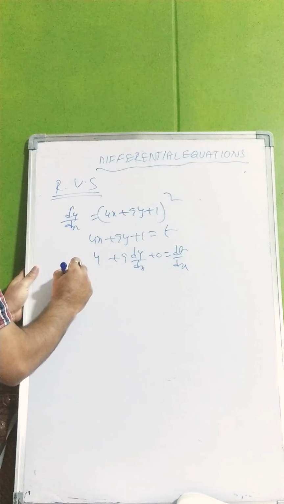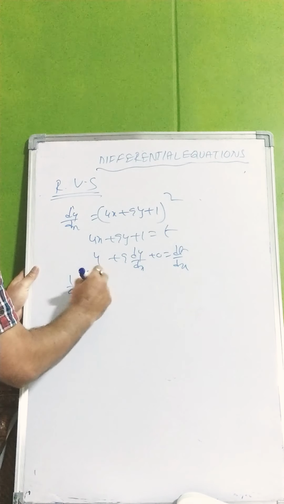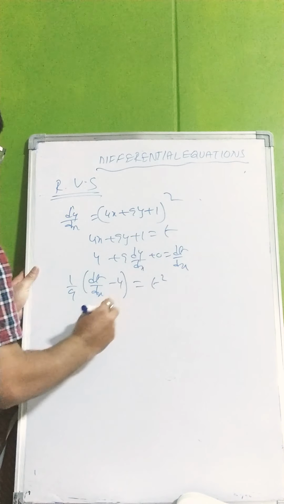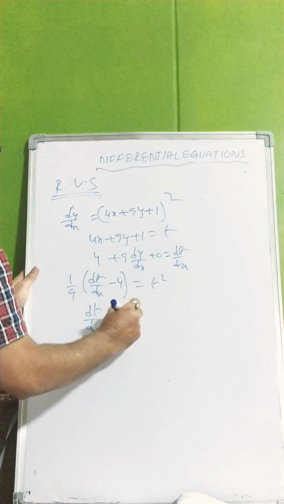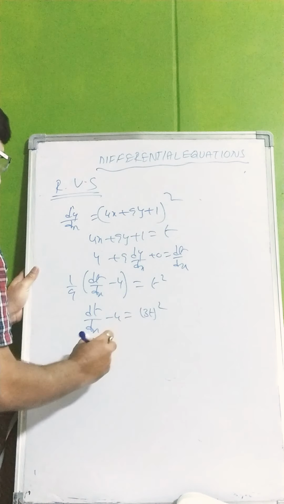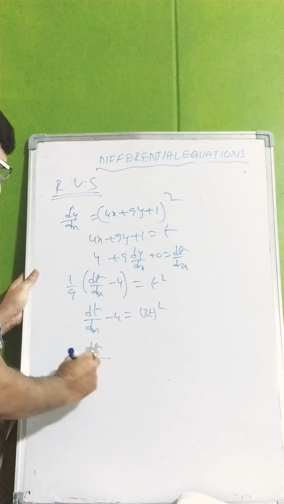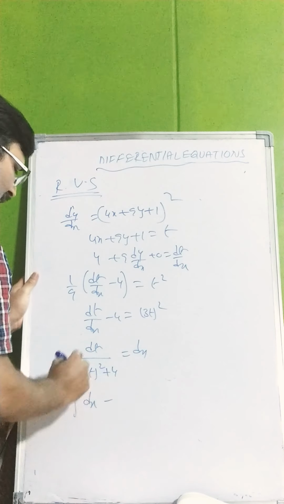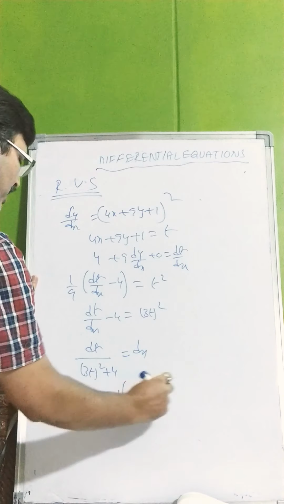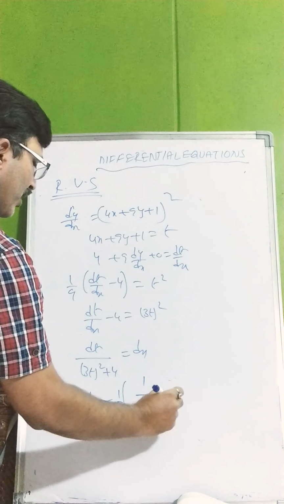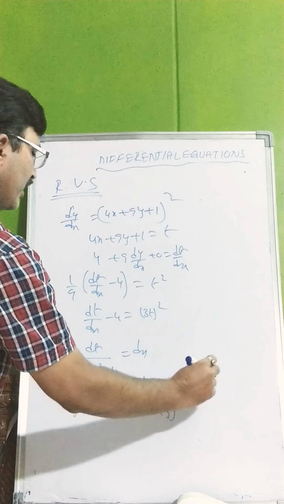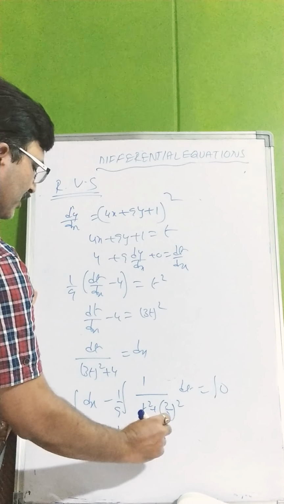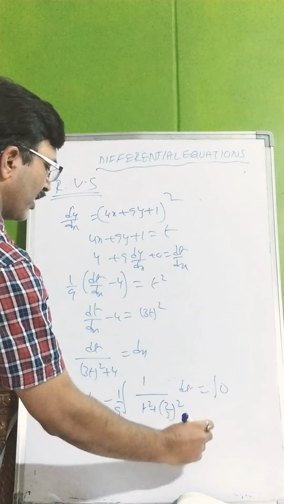Yes, you can write 1 by 9 here. dt by dx minus 4, replacing this one, is equal to t square. You see, dt by dx minus 4 is equal to 3t whole square, or else dt divided by 3t whole square plus 4 is equal to dx, or else the integral of dx; after integrating this, 1 by 9 you write outside, it is better. So the integral of dt by t square plus 2 by 3 whole square is 0. Finally x is 1 by 9, this is 1 by 2a tan inverse of t by 2 by 3, and you can write c.